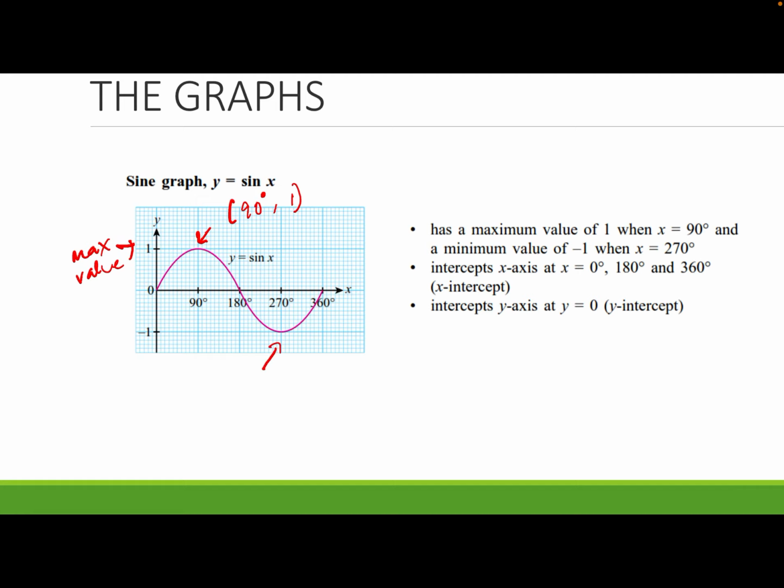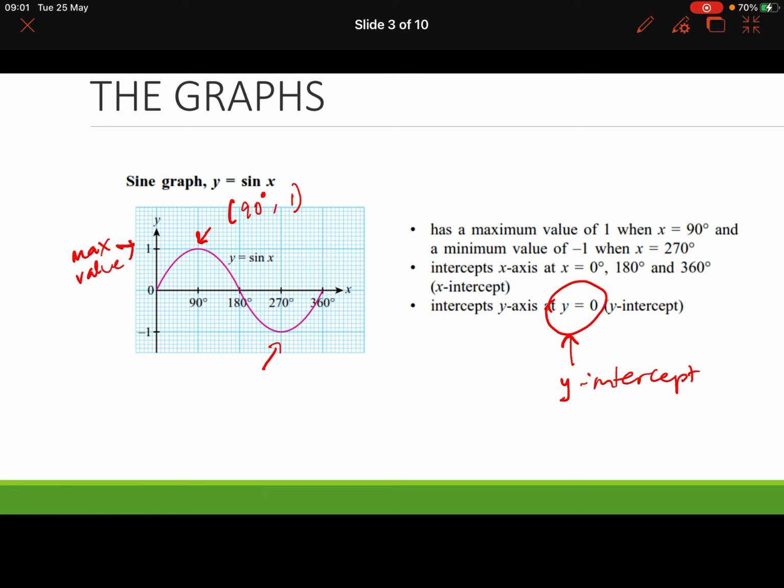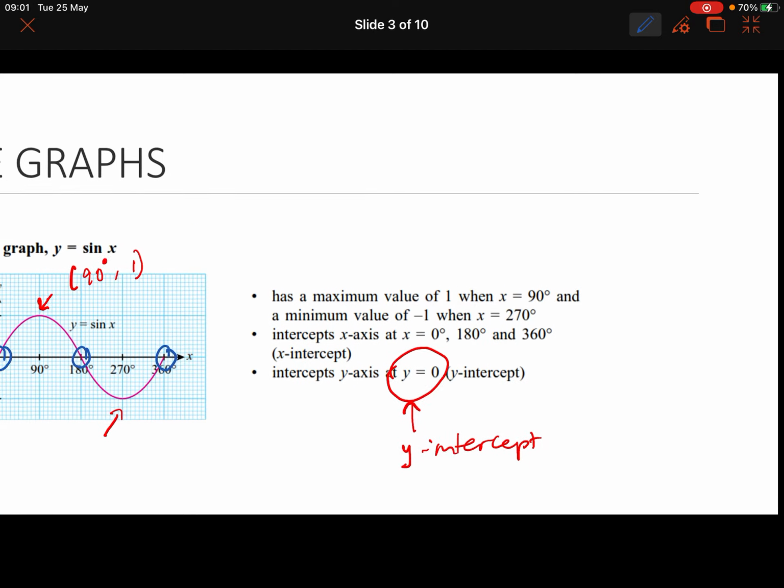It intercepts the x-axis at x equals 0 degrees, 180 degrees, and 360 degrees. So these three are the x-intercepts for this graph, and the y-intercept is at y equals 0. So y equals 0 is the y-intercept, and the x-intercepts are 0, 180, and 360. Okay, so this is the graph of y equals sine x.